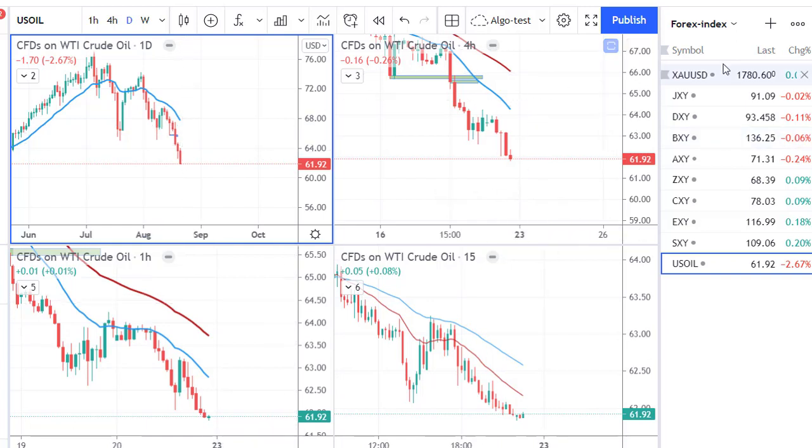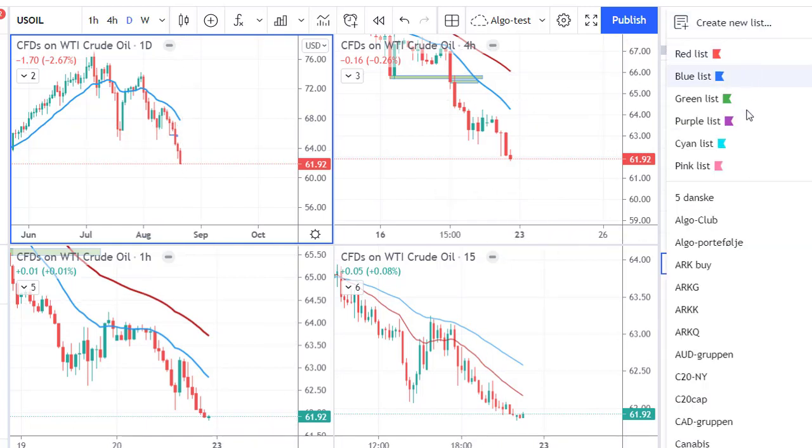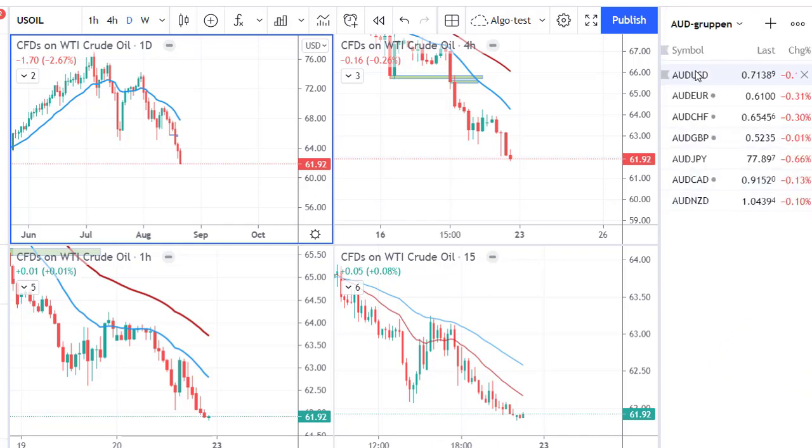So what I have done here in TradingView, and that is why I'm using this, is that I have made 8 different currency groups. Here we have the Australian dollar group. And as you can see in here, I have put all the 7 pairs where the Australian dollar is a part of.